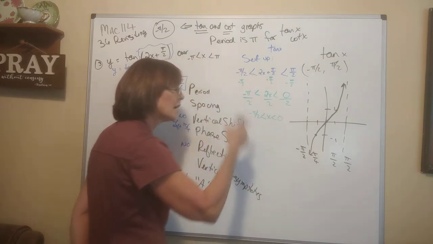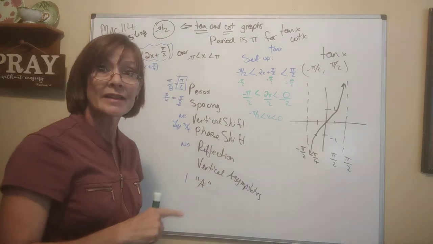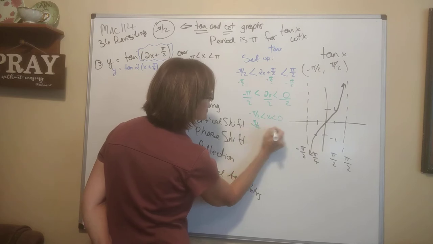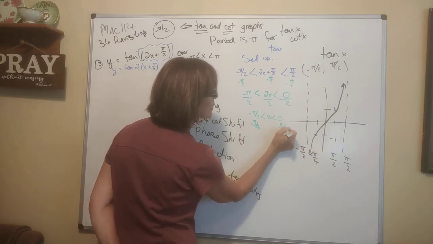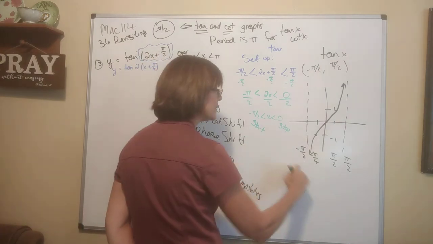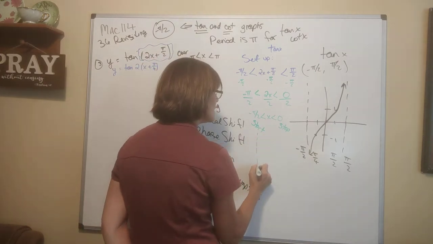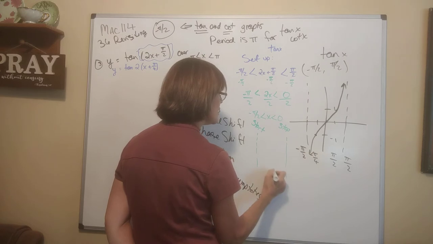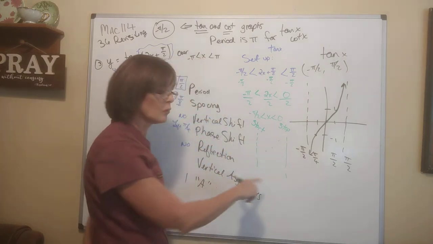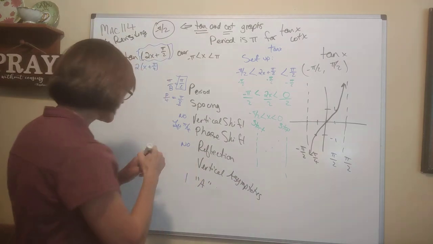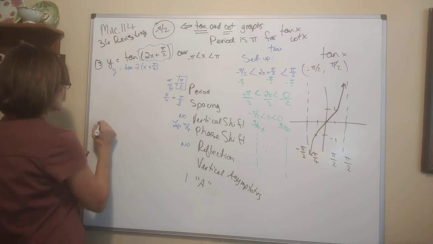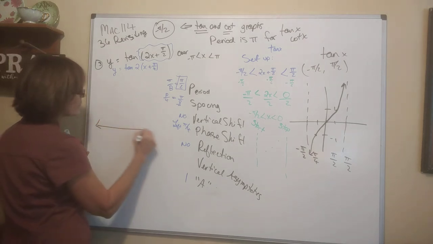Why do I do this? Because this is where I start. This is where I stop in order to get one full cycle. What does this mean? My start means asymptote, asymptote, low, middle, high. That's why this helps me. So let's go to our graph. It's going to be real straightforward now that I've done all that work. Here is my graph.